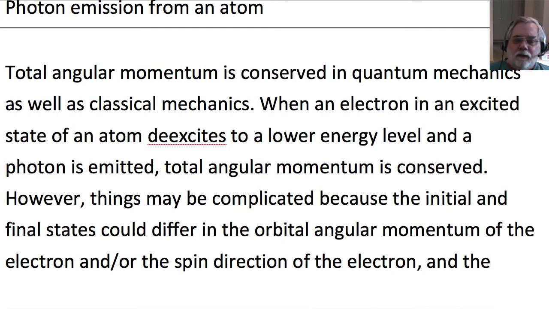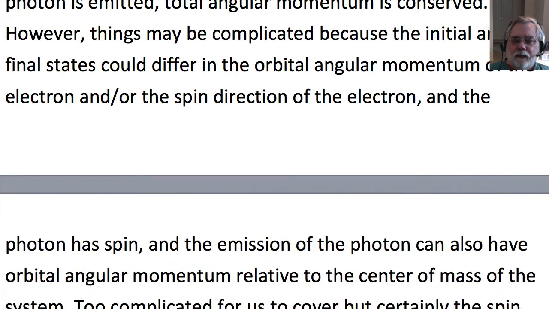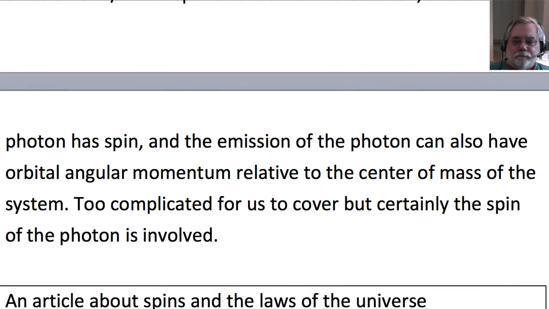However, things may be complicated because the initial and final states could differ in orbital angular momentum of the electron, or the spin direction of the electron, and the photon has spin, and the emission of the photon can also involve orbital angular momentum relative to the center of mass of the system. Way too complicated for us to cover, but certainly the spin of the photon is involved.